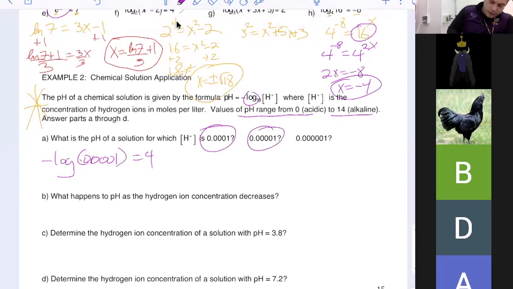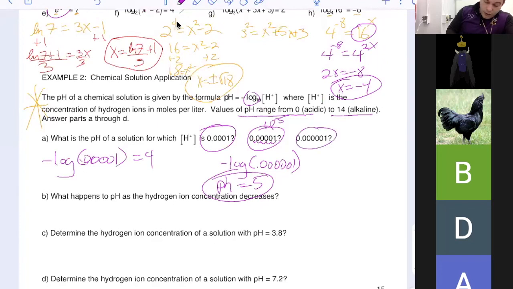Okay, over here, this is negative log of 0.000001, and that's a pH of 5. Its shortcut is, if you count the number of zeros, 1, 2, 3, 4, 5, this is really 10 to the negative 5th power. So you're taking the log base 10 of 10 to the negative 5th power. Over here, without a calculator, you could do this: 1, 2, 3, 4, 5, 6, this is 10 to the negative 6th power. So negative log of 10 to the negative 6 is just 6, right? You multiply this negative with this negative 6 to make that positive 6.